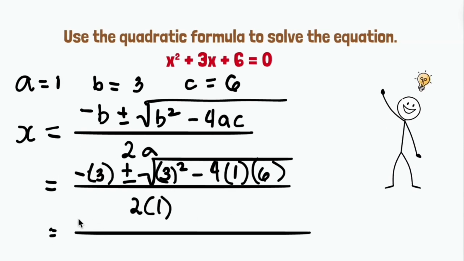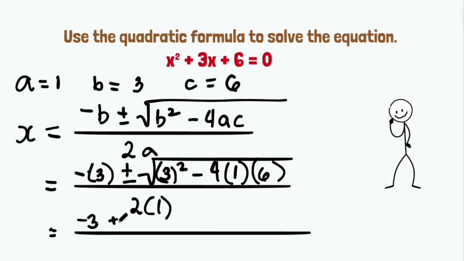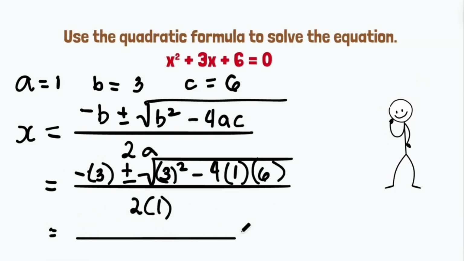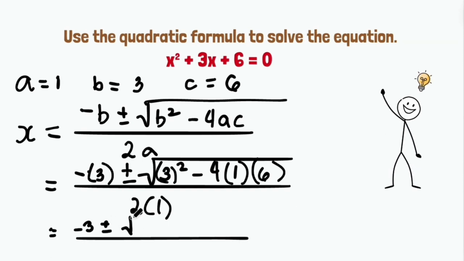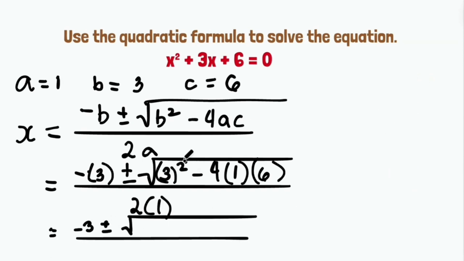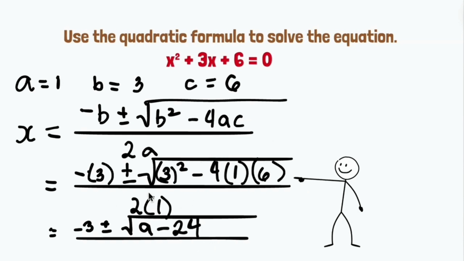Negative times positive 3, that's negative 3, right? So, we have positive or negative square root of... Kita nyo pa ba? Ayusin natin. Okay, so lagyan natin dito ng counting space. So, we have negative 3 plus or minus square root of the things na nasa loob. 3 squared, that is 9. 4 times 1, that is 4. Times 6, we have 24. Tapos may minus pa dito. Ayan o. Minus 24. Okay? 2 times 1, that is 2.